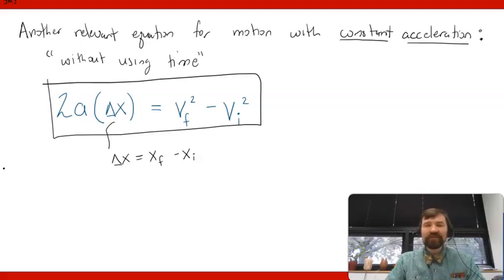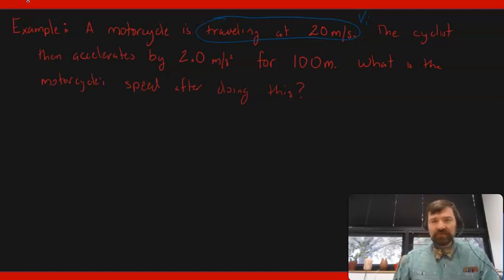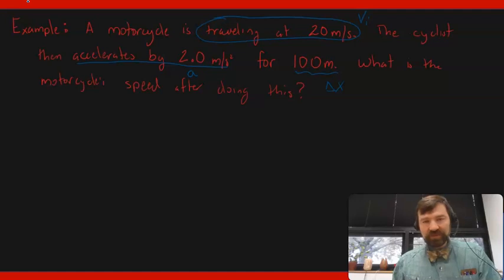I will, however, give maybe one quick example here. We have a motorcycle traveling at 20 meters per second. This right here is our initial velocity, so v initial. The cyclist accelerates by 2 meters per second squared, so this is your acceleration, for 100 meters. This is your distance traveled. What is the motorcycle's speed after doing this? Well, this right here would be identified as the v final.